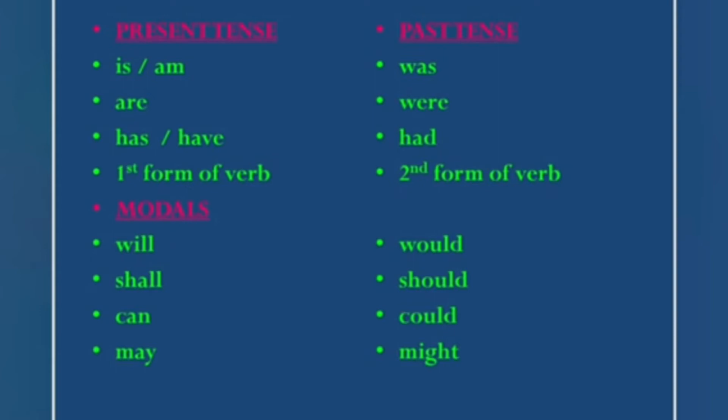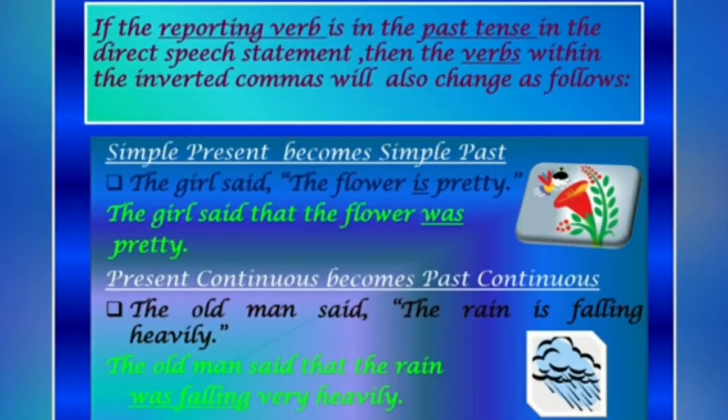Now the modals are also changed. Will changes into would. Shall changes into should. Can changes into could. And may changes into might. Let us understand through this sentence. If the reporting verb is in the past tense in the direct speech statement, then the verbs within the inverted commas will also change as follows.